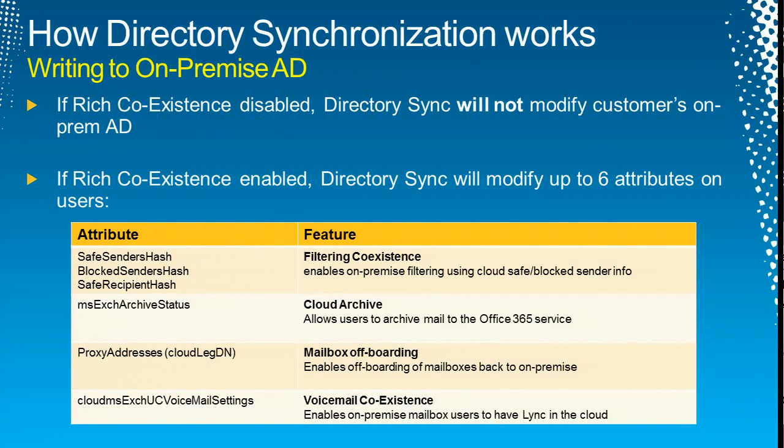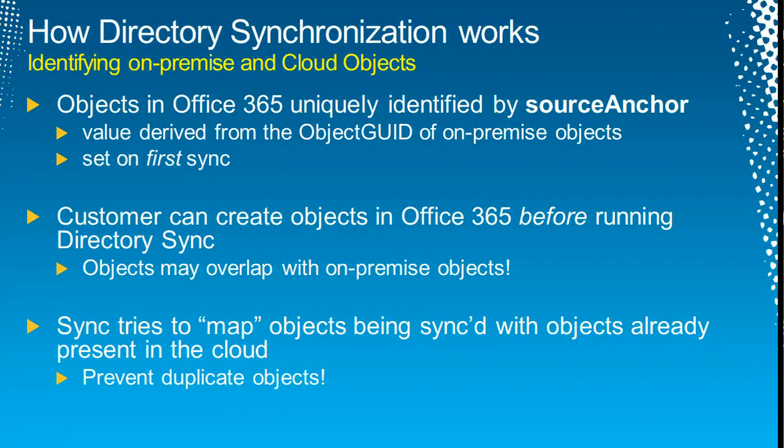So I wanted to talk a bit about how we actually know when an object is an object. We use what we call a source anchor. It's a value we compute based on the object GUID of an object in the on-premise Active Directory. And we actually stamp every object we create via directory sync with this value.